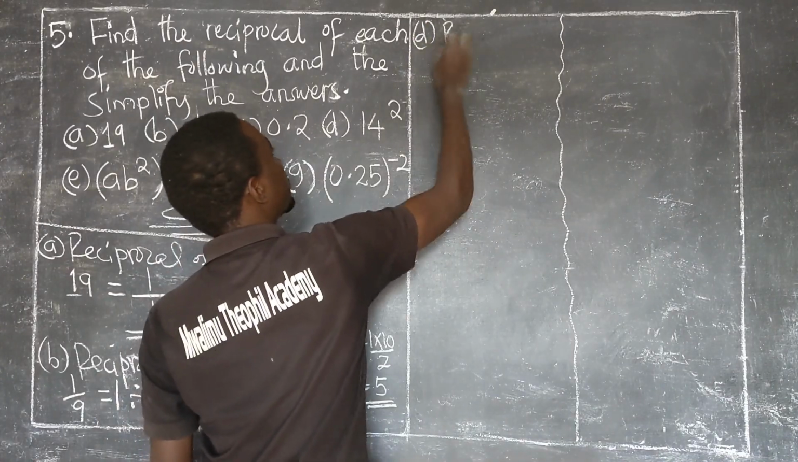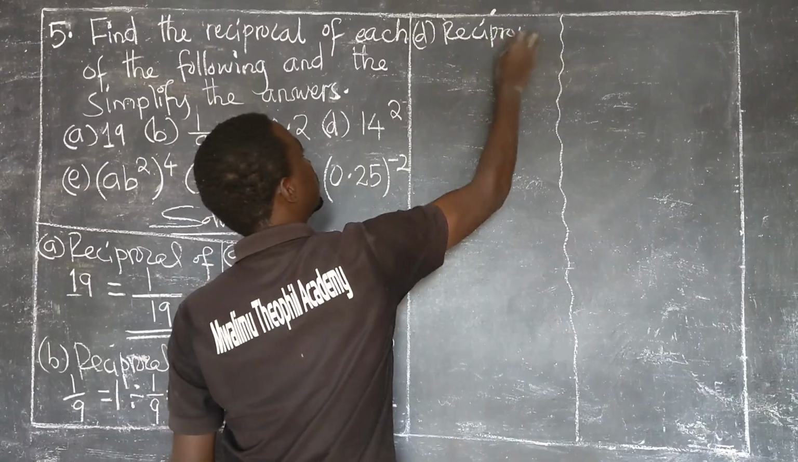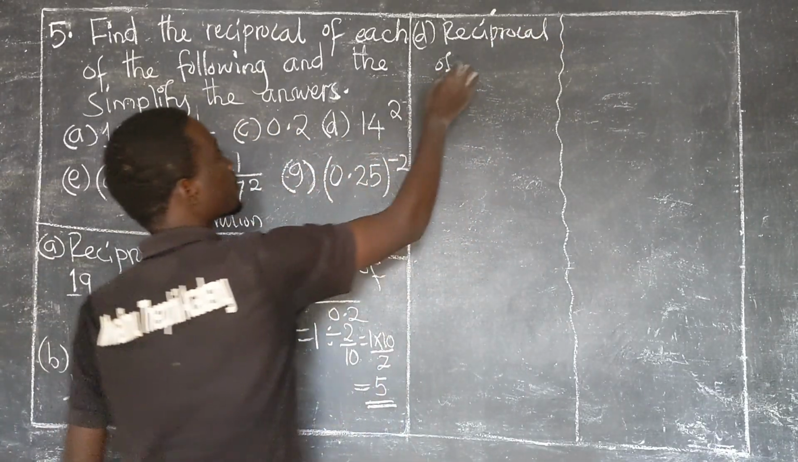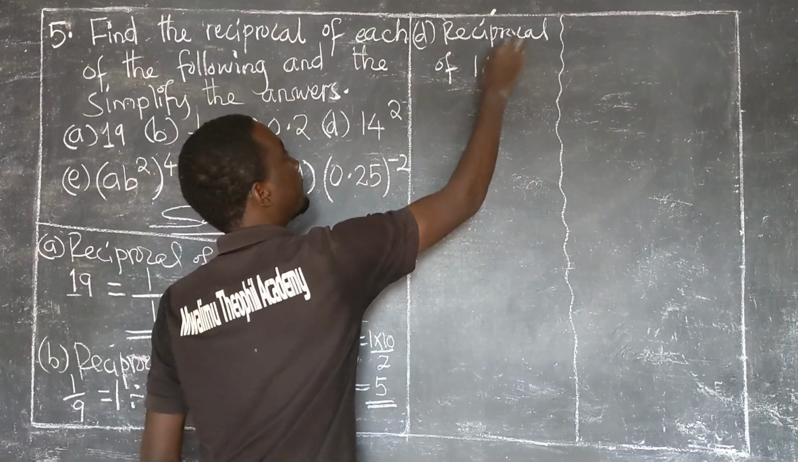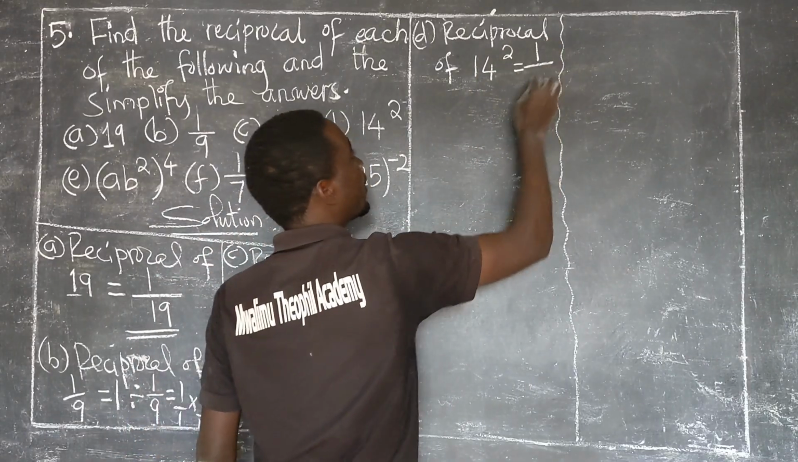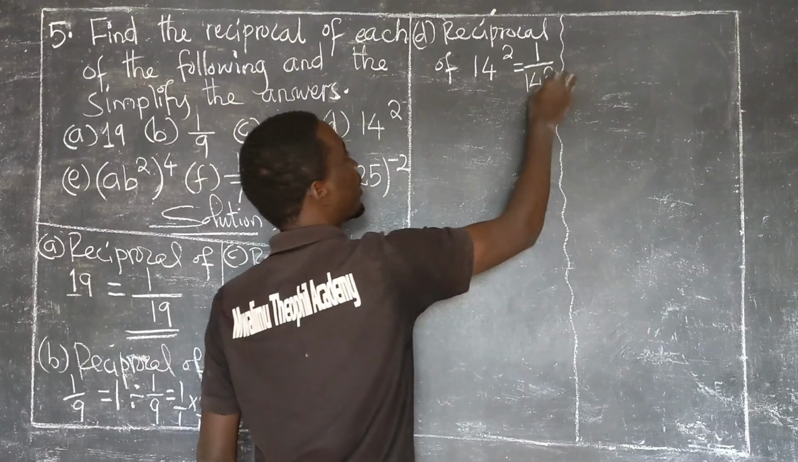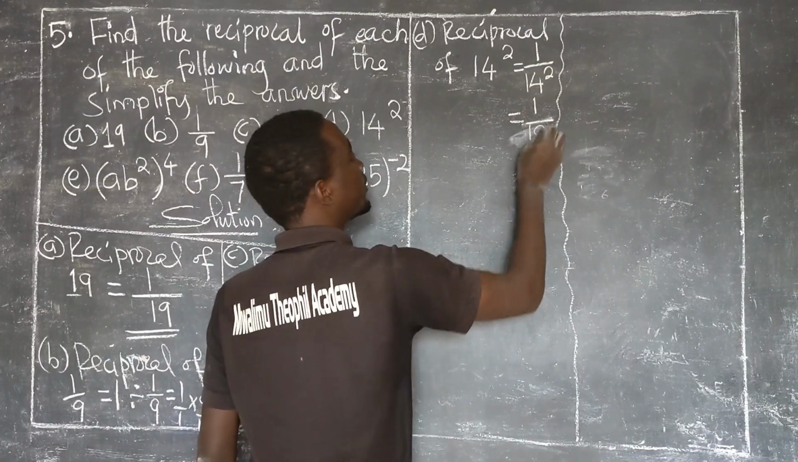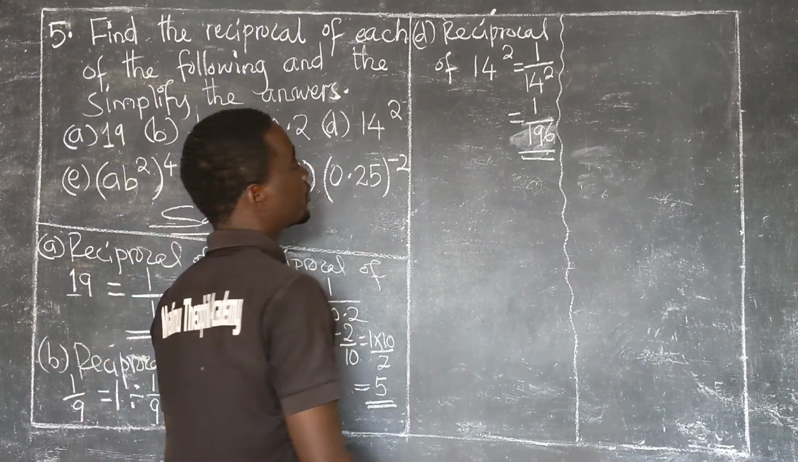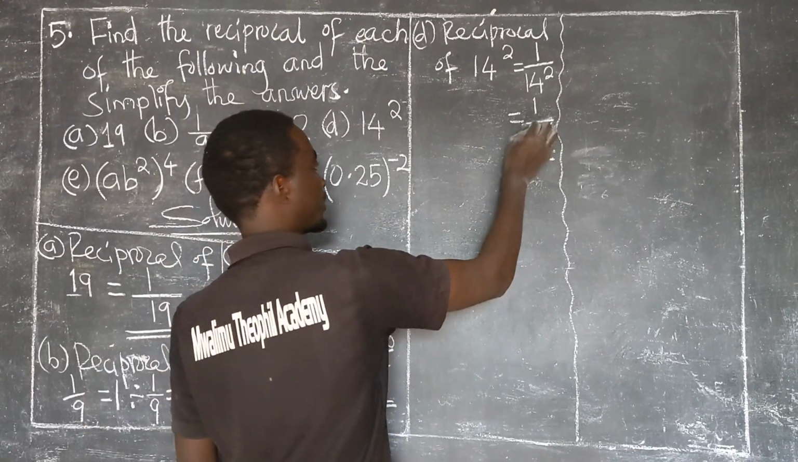D. Reciprocal of 14 squared will be equal to the same, 1 divided by the given number, which is 14 squared. 14 squared is equal to 196. Now, the reciprocal of 14 squared is equal to 1 divided by 196.